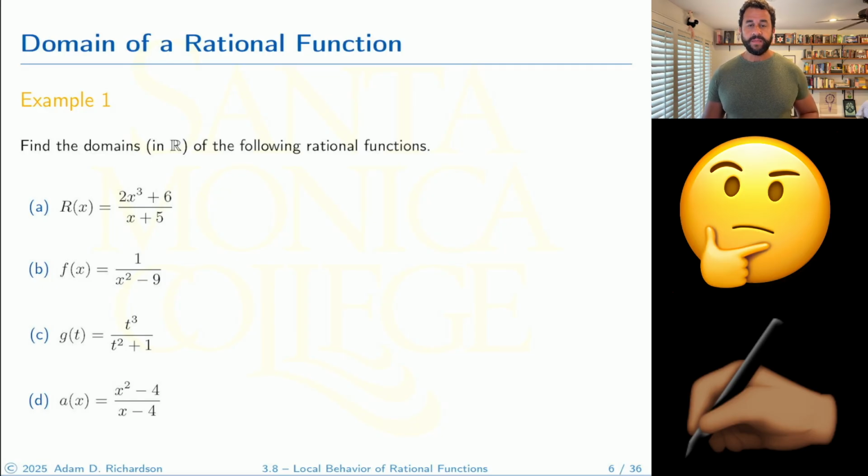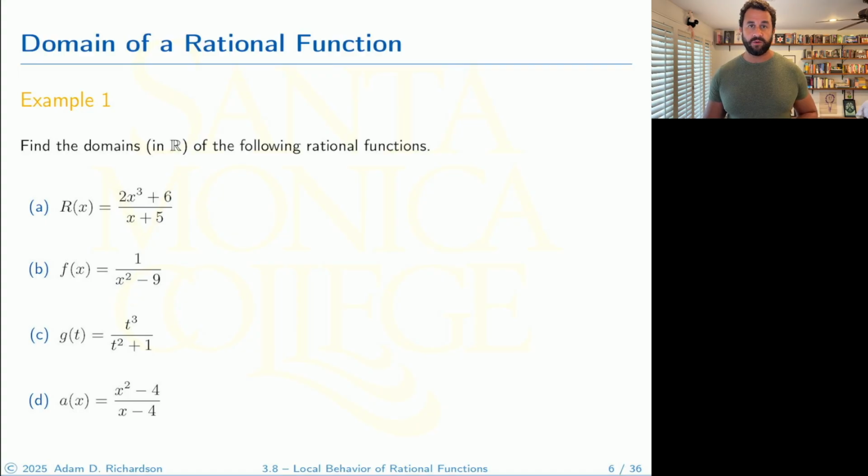Okay. So remember, the domain of a rational function is everywhere where the denominator is not zero. And we got some practice with that back in chapter 2. Now we're going to leverage it again. It's the same process, nothing really new to learn here. So what's the domain of this function? As long as x is not -5, we're good.